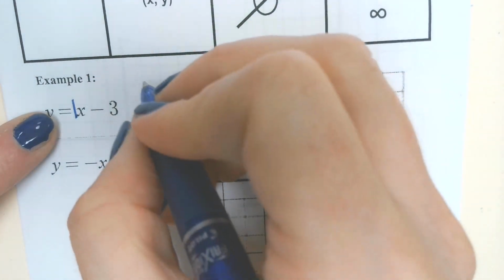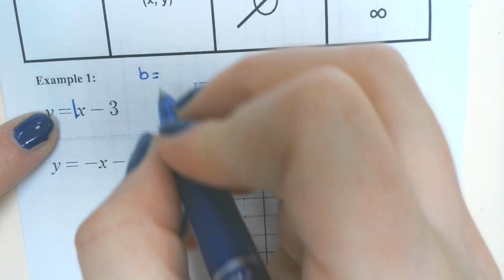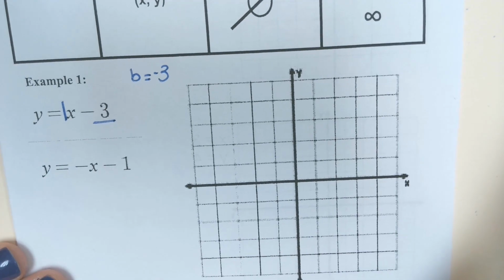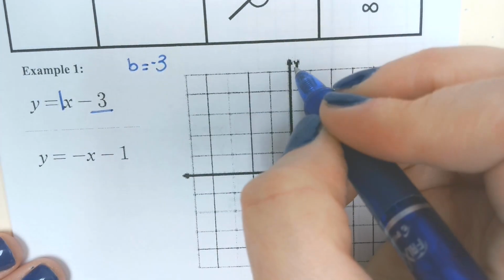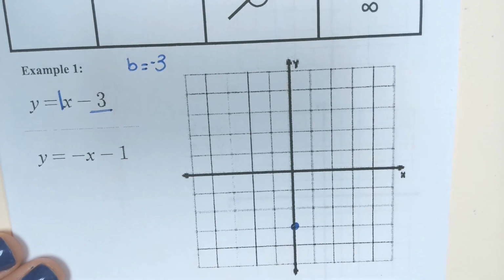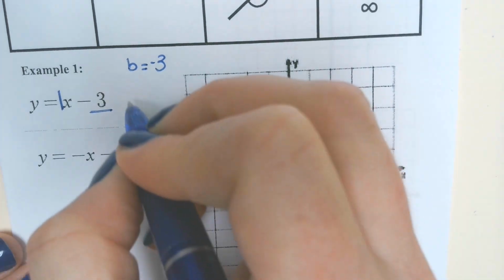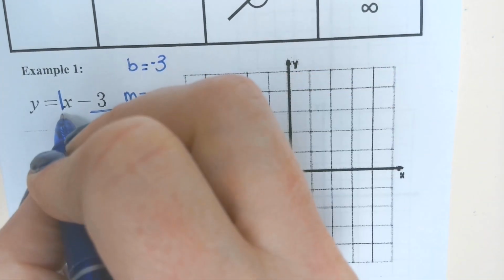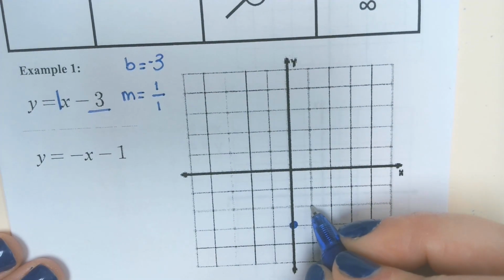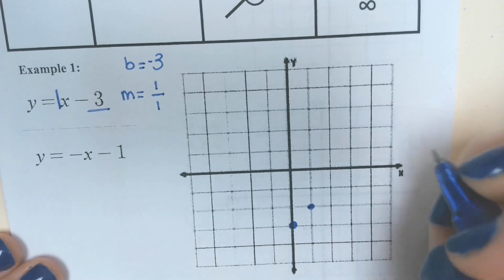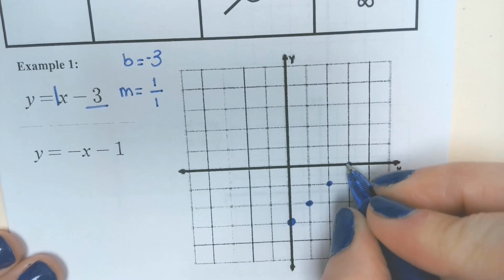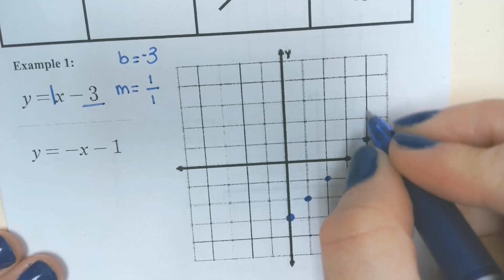Whenever you graph, you always start with your b value, which is, in this case, the negative 3. That's your y-intercept. So you plot your y-intercept on the y-axis. Go down to negative 3. And then plot your slope. 1, but you have to have a denominator, so it'd be over 1. So up 1 over 1. Plot every pretty point. Up 1, right 1, up 1, right 1, up 1, right 1.